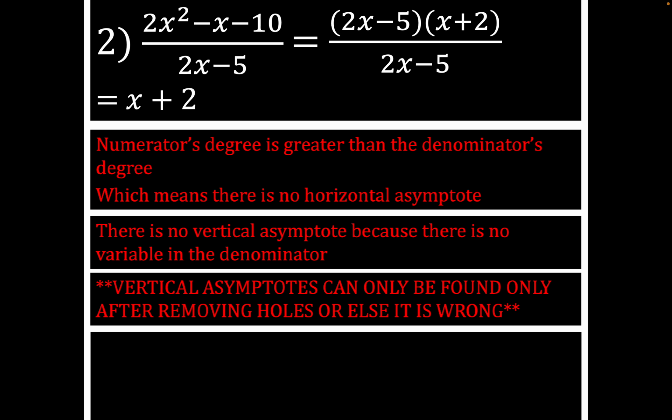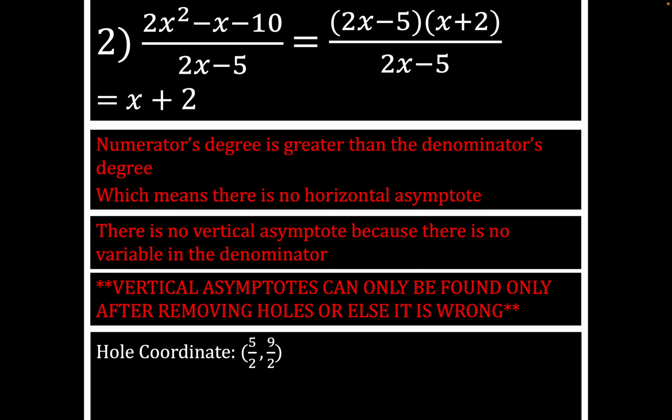Also, a very key point: vertical asymptotes should only be found after removing holes, or else it will be wrong, because if the vertical asymptote is a hole, it is technically impossible, since then the hole coordinate cannot be found. Because of this, we can find our hole coordinate, which is 5 halves, 9 halves, which can be found by taking 2x minus 5, the part that was canceled out, and solving for x.